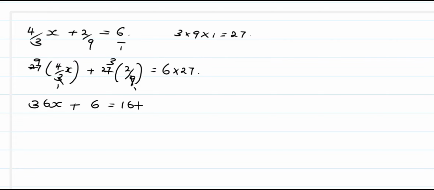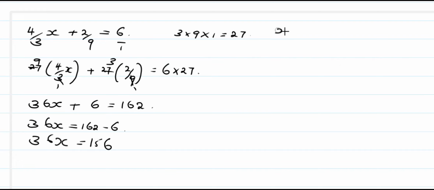162, so it becomes 36x is equals to 162 minus 6, which now becomes 156. So that 36x is equals to 156. So x becomes 156 divided by 36, like that.